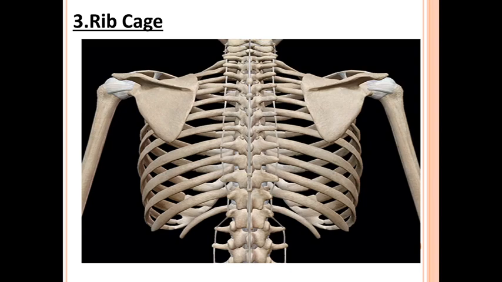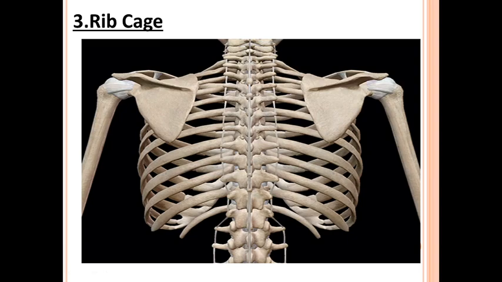These bones are flexible and curved bones. All the ribs except the last two pairs are attached to the vertebral column. So you can see here, these two pairs are not joined to this vertebral column. Understood?